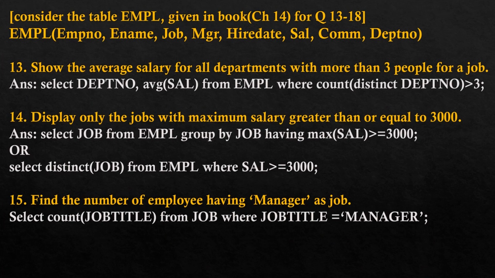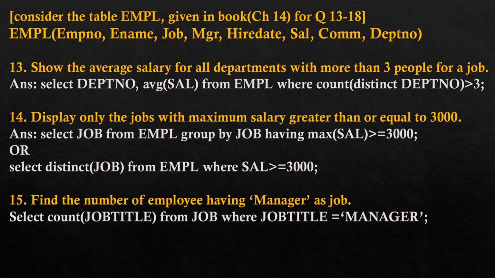Now consider the table EMPL. This table is actually given in the book in chapter 14. So we have to consider this table to solve the questions from 13 to 18. Here I have just given the schema of the table. EMPL contains EMP number, E name (employee name), job, manager, hire date, salary, commission and department number.